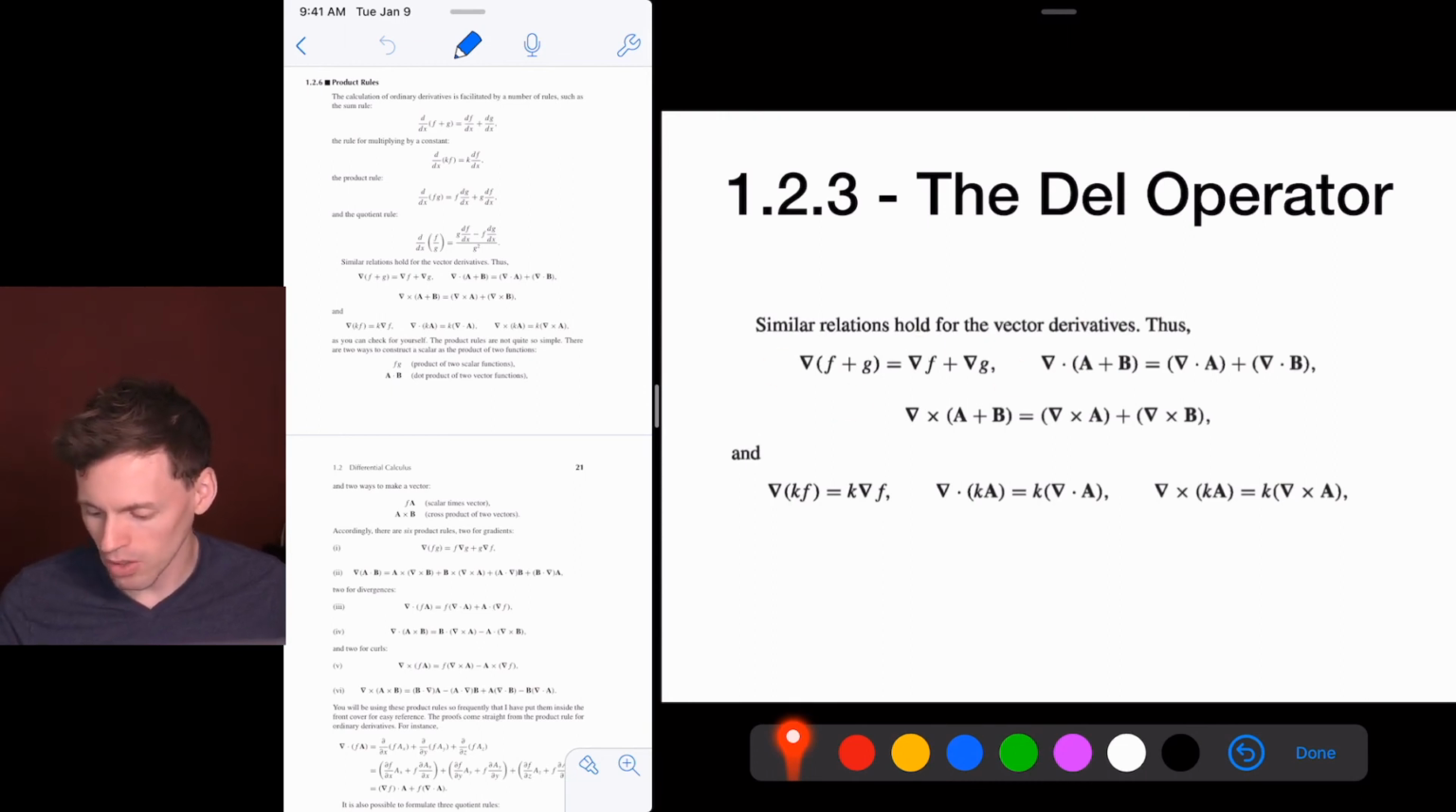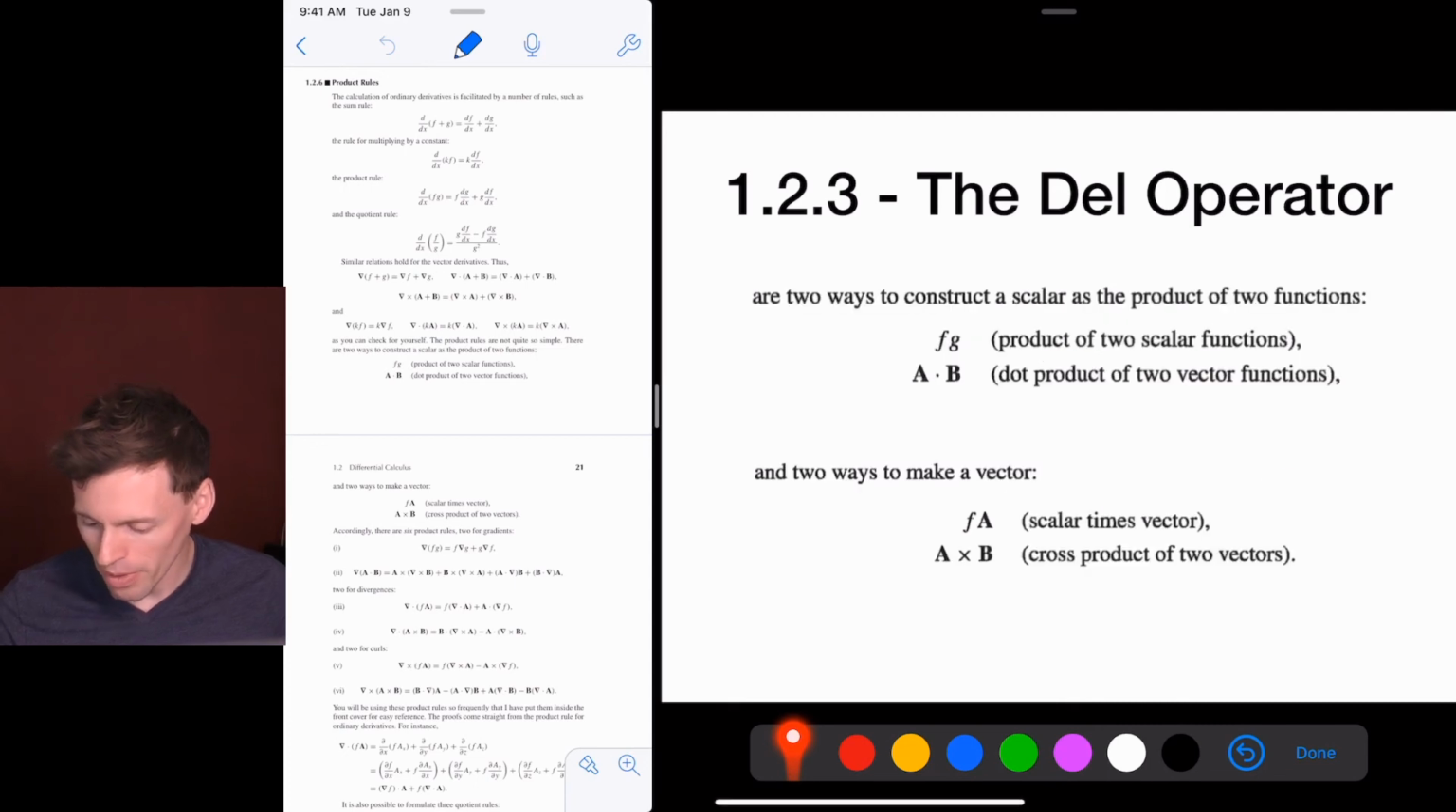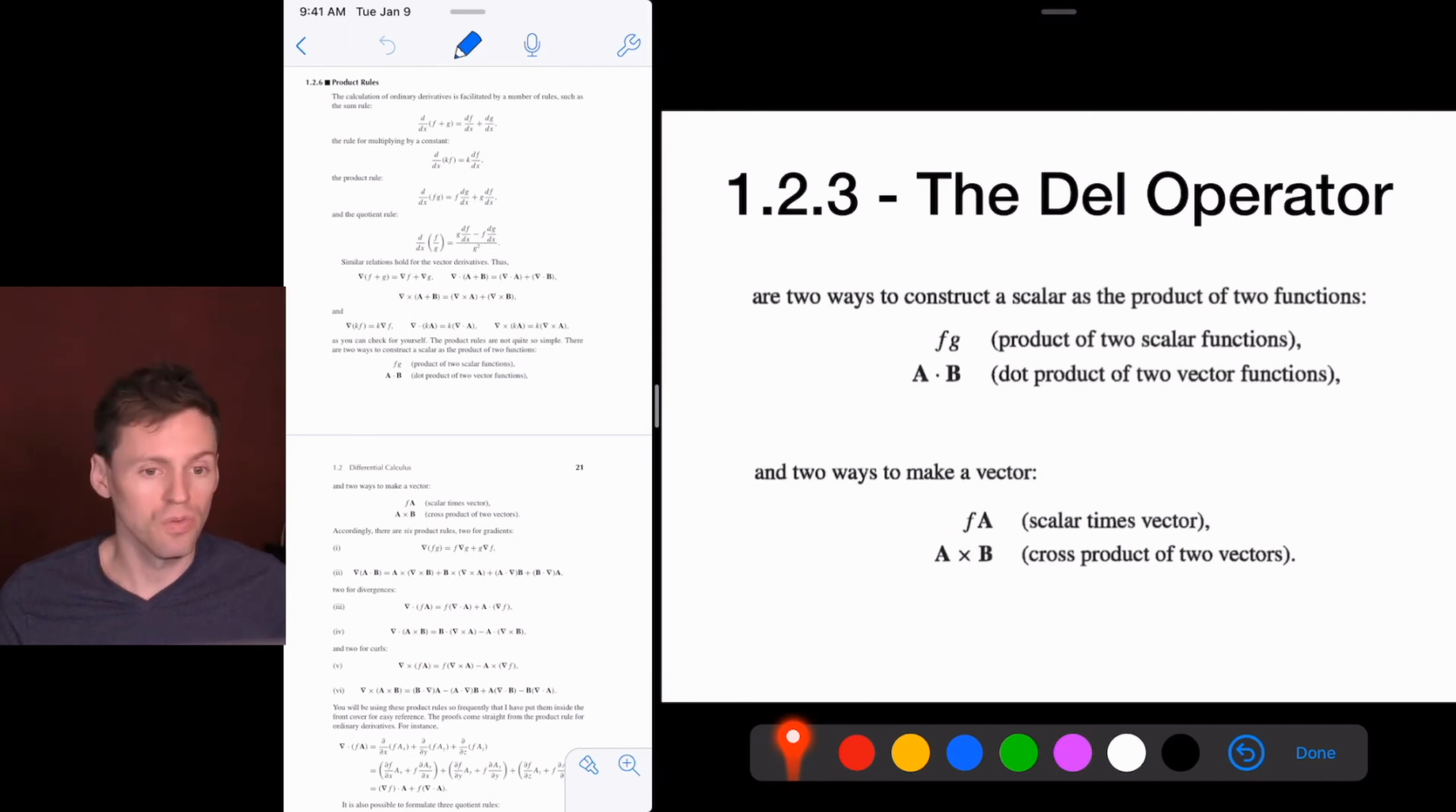Do the same thing, multiplication, you can distribute it through. Del cross (A plus B) is del cross A plus del cross B. And then you've got multiplied by a scalar. You've got this and that and so on. But then there are two ways to construct a scalar as the product of two functions. If you multiply two scalar functions together, you get a scalar. If you dot two vector functions together, you also get a scalar. And then there are two ways to make a vector. If you take a scalar function and multiply by a vector function, you will get a vector function. And if you cross two vector functions, you'll get a vector at the end of the day.